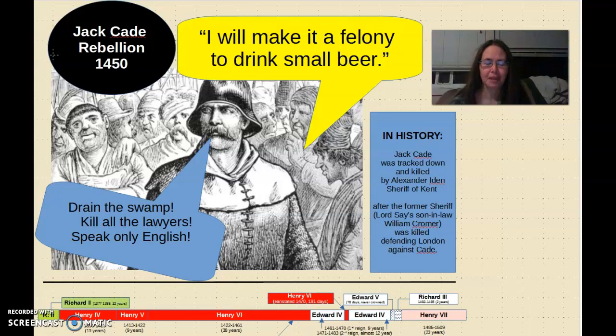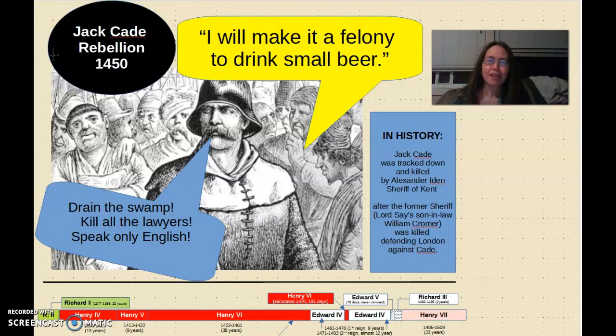Sound familiar? They capture London Bridge. They attack the Tower of London, despite efforts by the mayor and the heroic Matthew Goff, an actual historical figure, though his only job in this play is to come on stage and be killed before speaking a single line.